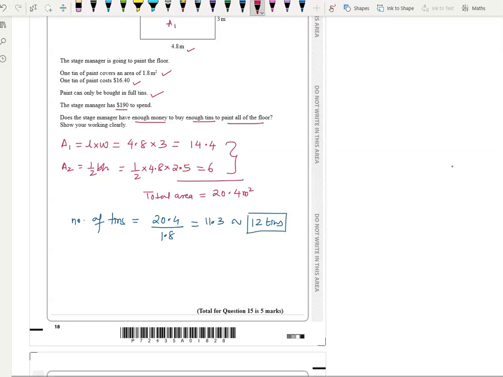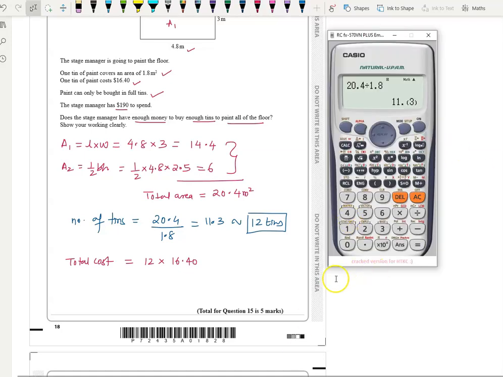Now let's find out what is the cost of 12 tins. One tin is costing you 16.40. So the total cost of 12 tins will be 12 times 16.40. So 16.4 times 12, that gives you 196.80.